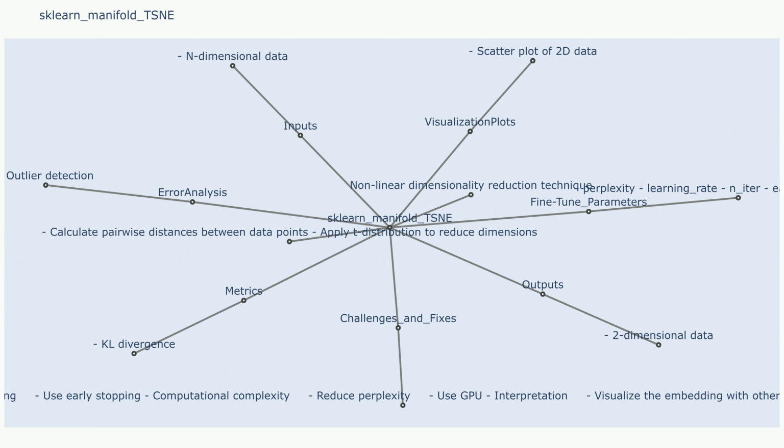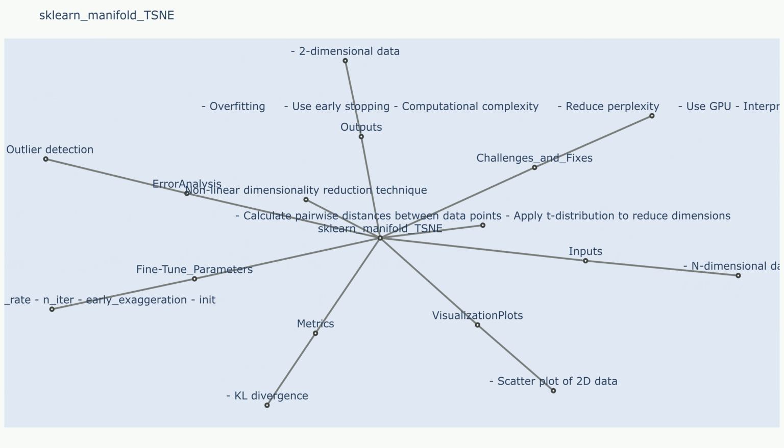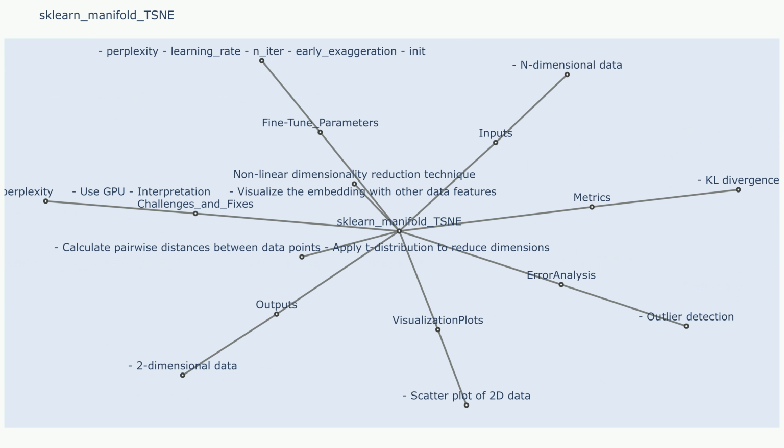Steps. Similarity computation: calculate pairwise similarity between data points using a Gaussian kernel, based on Euclidean distances. Probability distribution: construct the probability distribution over the data points based on pairwise similarity scores. This distribution reflects the local neighborhood structure. Low-dimensional embedding: minimize the Kullback-Leibler, KL, divergence between the high-dimensional probability distribution and a corresponding probability distribution in the low-dimensional space. This is achieved using gradient descent.